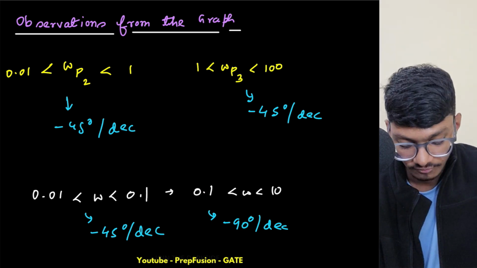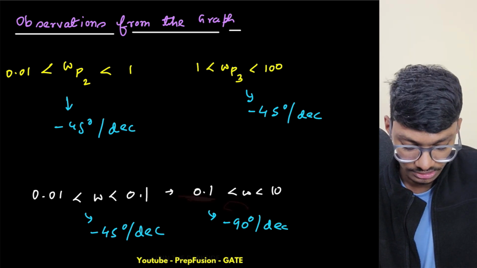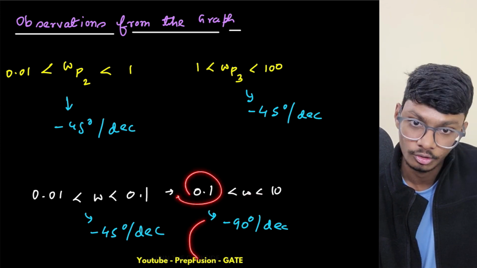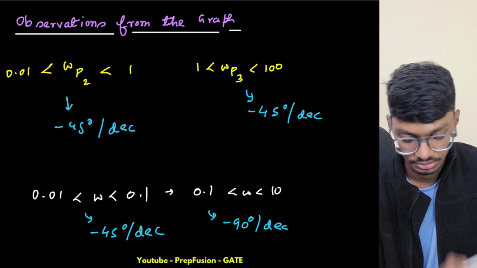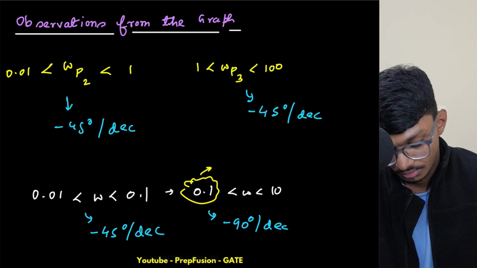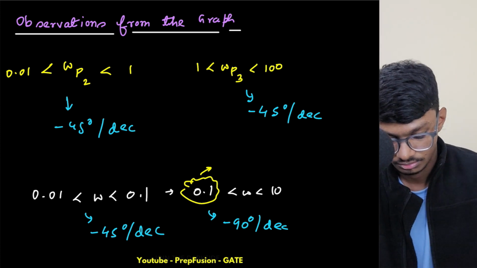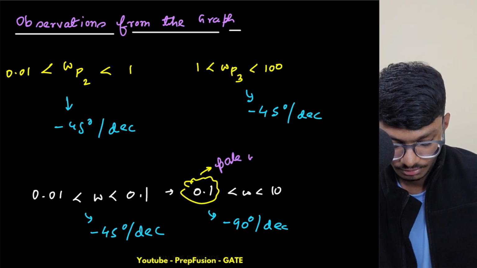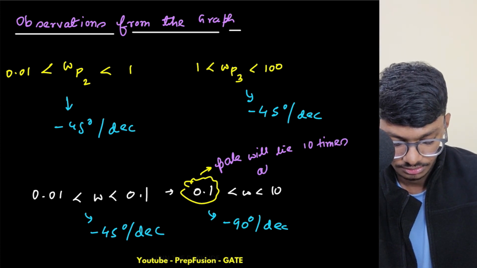Now what does this mean? This means I have a pole around here which is getting affected by 0.1. So since 0.1 the pole is getting active, so obviously if the pole is getting active here at 0.1, my actual pole will lie 10 times after this, because the slope gets activated 10 times before that. So the pole will lie 10 times after this.